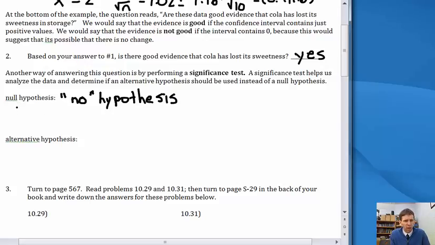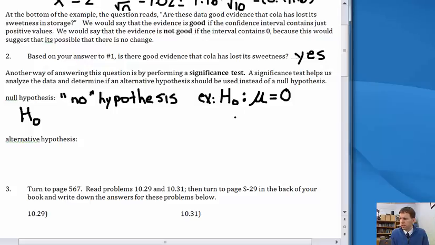The abbreviation we use for the null hypothesis, because this is a lot of letters to spell out here, we do a capital H for hypothesis, and then we do a subscript of zero to represent the null hypothesis. Now the null hypothesis means no change, no difference. For example, what you could say is you could say the null hypothesis, H sub zero, we do a little colon here to say here's what it is. We could say in this case that the null hypothesis is that the mean change in cola, mu, is equal to zero. There is no change in sweetness.